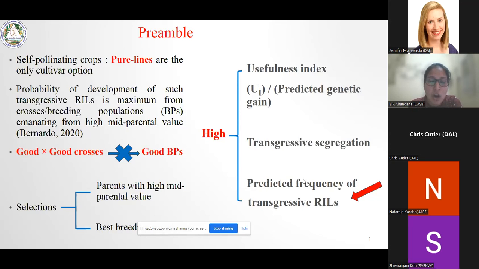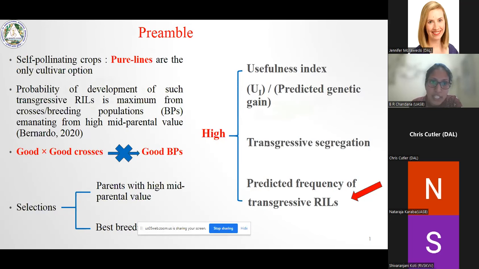And the rationale of our hypothesis is that the parents differ in the dispersion of number of favorable and unfavorable alleles controlling target traits, and the crosses also differ with respect to their mid-parental values. Hence, the breeding populations differ with respect to their predicted genetic gain, transgressive segregation index, and frequency of transgressive RILs.